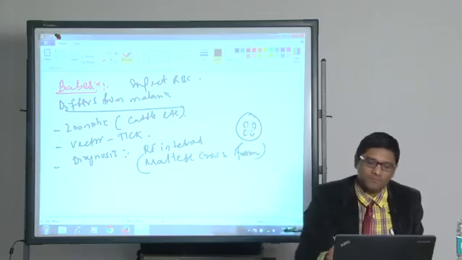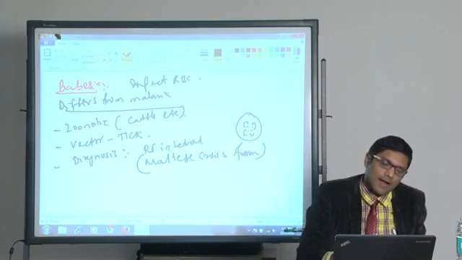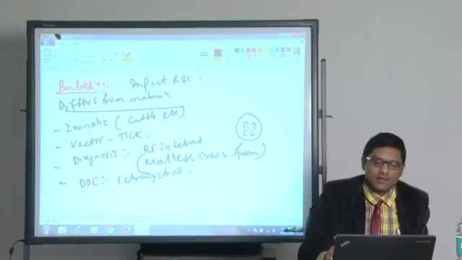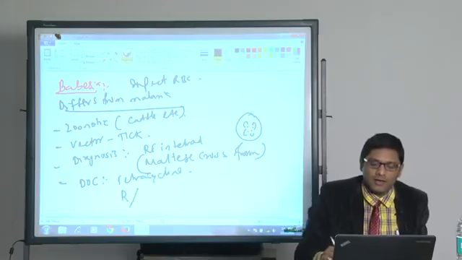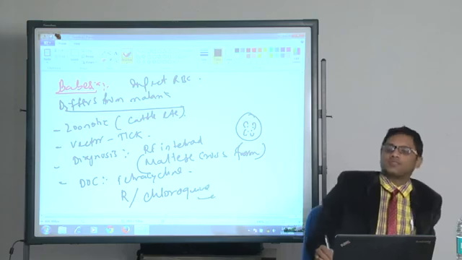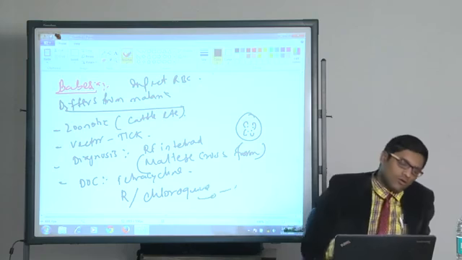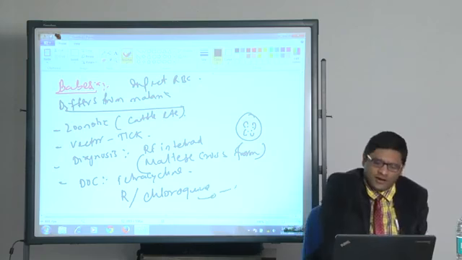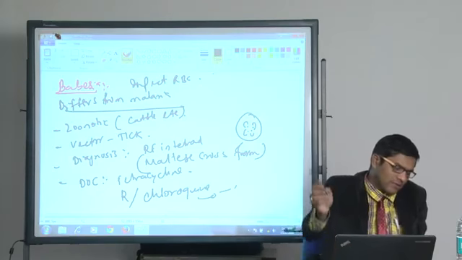Maltese cross form, and of course the drug of choice here is tetracycline. In contrast to Plasmodium, it is resistant to chloroquine. For Plasmodium, chloroquine is the drug of choice. Here it is resistant to chloroquine, and tetracycline is usually given for treatment.